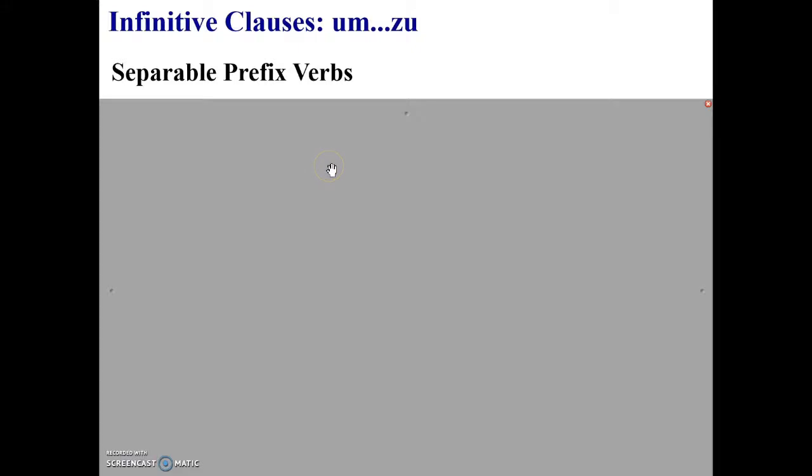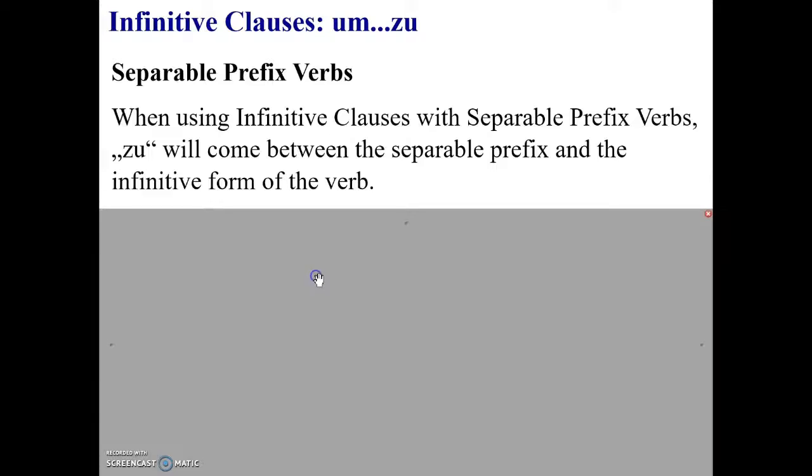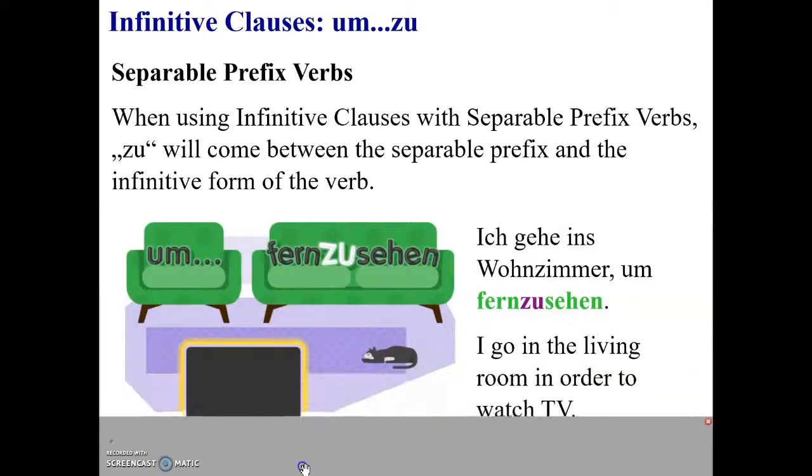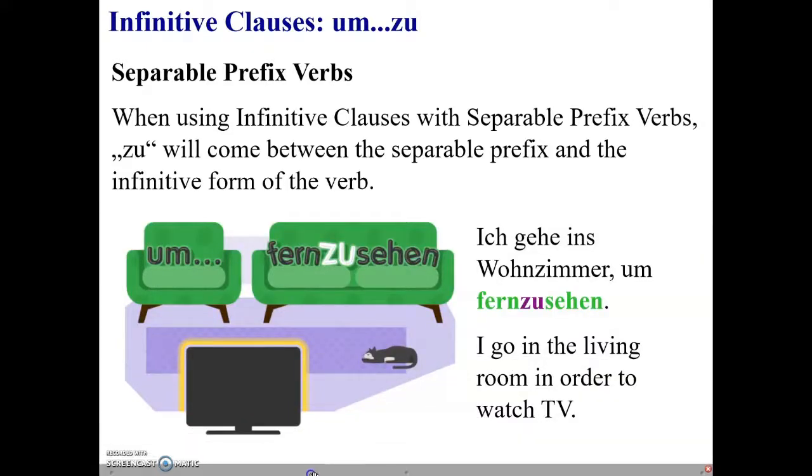When dealing with separable prefix verbs with the um zu, it works exactly the same way as in the previous set of infinitive clauses, which is zu plus infinitive. The zu is going to come between the separable prefix and the infinitive form of the verb. So that fernzusehen, in an example sentence, ich gehe ins Wohnzimmer, um fernzusehen. I go in the living room in order to watch TV. And we could reverse this, um fernzusehen, gehe ich ins Wohnzimmer. So in order to watch television, I go into the living room.